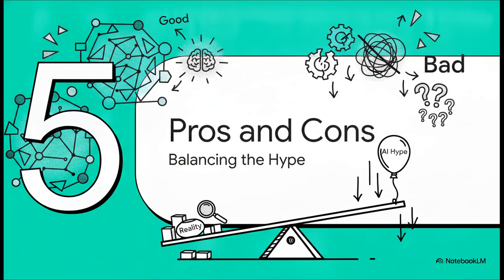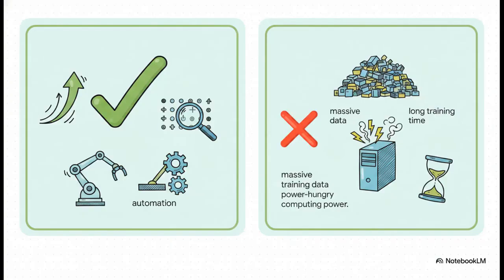Which brings us to Section 5, the good and the bad, balancing the AI hype. As enthusiastic as we might be about all this, we definitely have to balance the AI hype with reality. The advantages? Totally undeniable. Neural networks learn from experience, recognize ridiculously complex patterns, handle massive datasets flawlessly, and drive awesome automation.